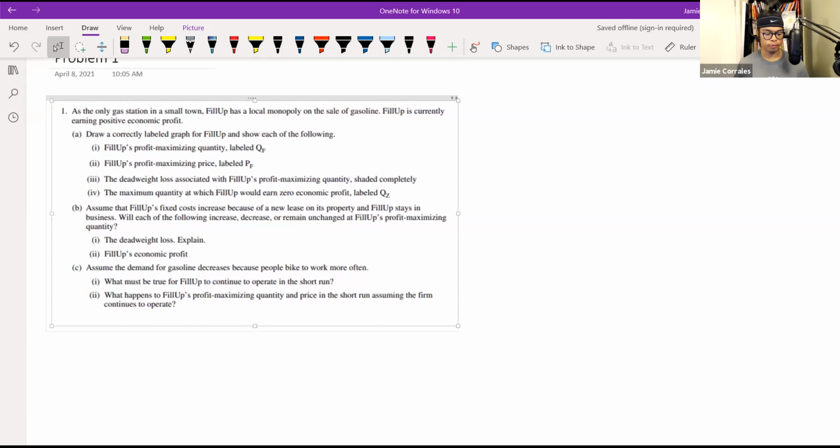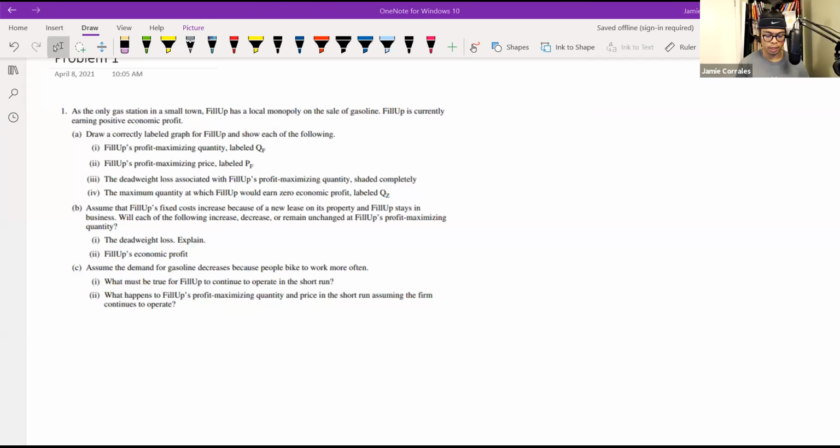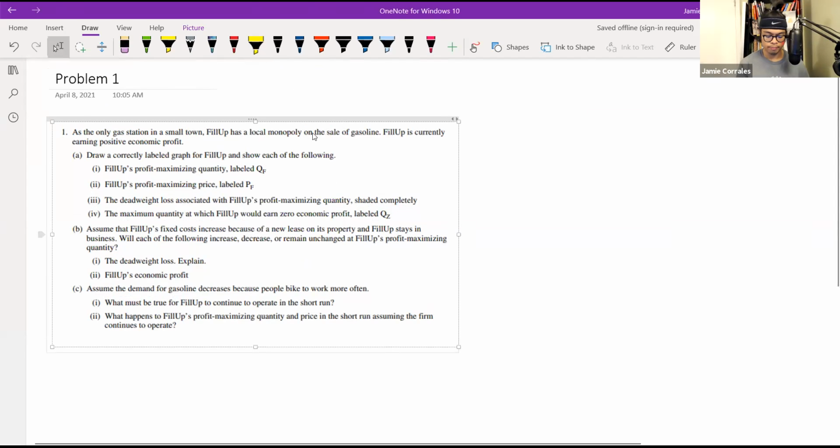Question 1: assume, as the only gas station in a small town, Philip has a local monopoly on the sale of gasoline. So Philip currently is earning positive economic profit. Let me highlight the fact that it is a monopoly and it's earning positive economic profit.